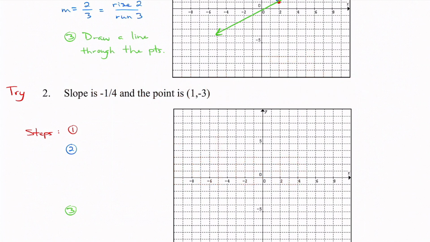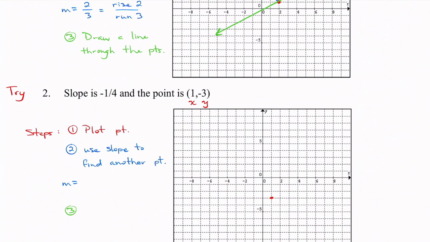So step number 1, we're going to plot our point, and this was our point, 1 and -3. So I'm going to be over 1, and then I'm going to be down 3. So that brings me to this point right here. Then to get to our next point, we're going to have to use our slope.